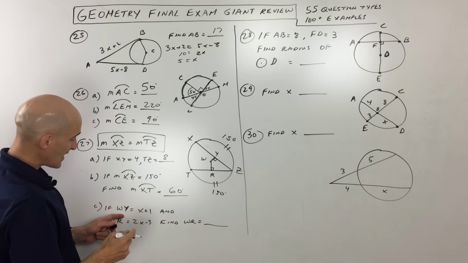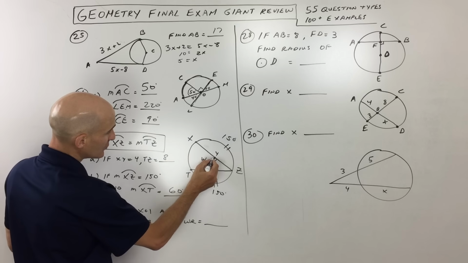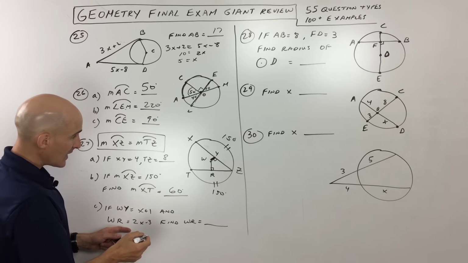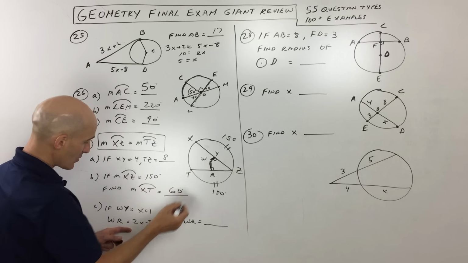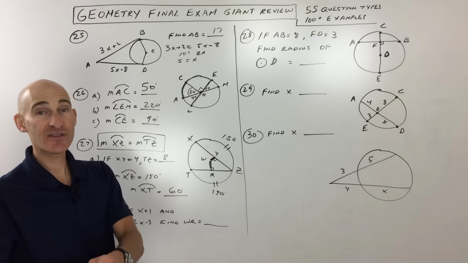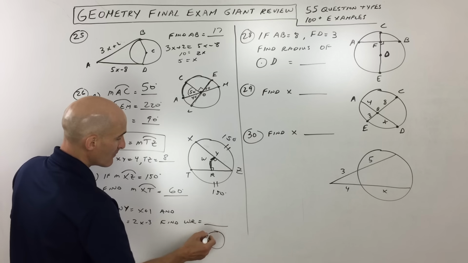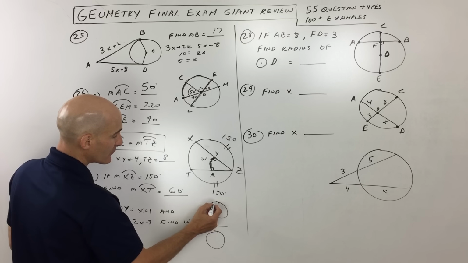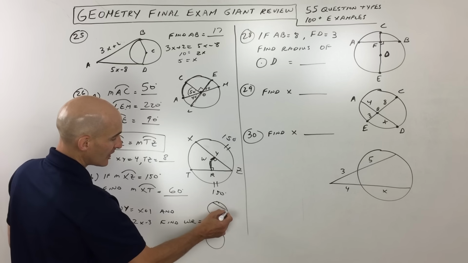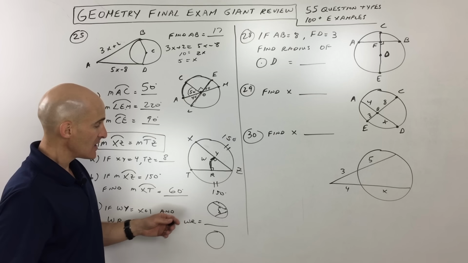And then part C says if WY equals x plus 1, so this little piece right here, x plus 1, and WR, this little piece right here, is 2x minus 3, find the length of WR. Now here's the thing. Let me see if I can draw a little picture here. Basically, if the chords are the same length, what that means is that they're the same distance from the center, the perpendicular distance, the shortest distance.